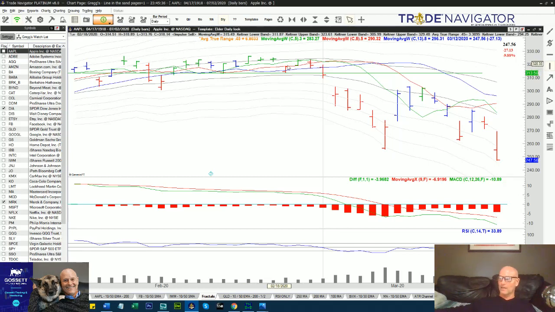The bars are intertwined. The alligator mouth is intertwined. Basically, it's closed, it's sleeping. Look, there's your trigger right there, with the trigger of the low of that fractal. And boy, is that where it went to the downside.